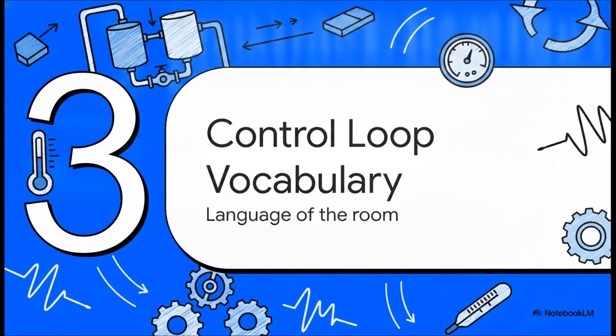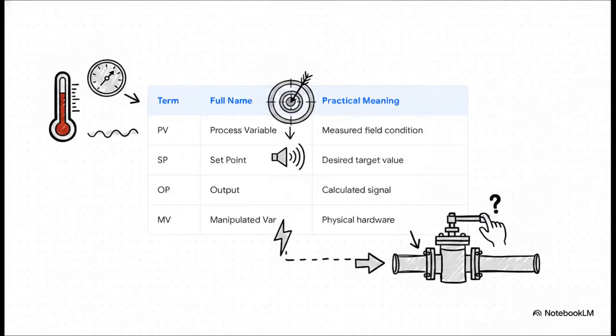All right, Section 3, Essential Control Loop Vocabulary. Let's learn to speak the language of the control room. You absolutely need to know these 4 exact terms to survive out there. PV, or process variable, is what's actually happening in the field, like the real temperature. SP is your set point, which is your target goal. OP is the output, the controller's calculated electrical command. And MV is the manipulated variable, the physical hardware actually doing the work, like a valve.